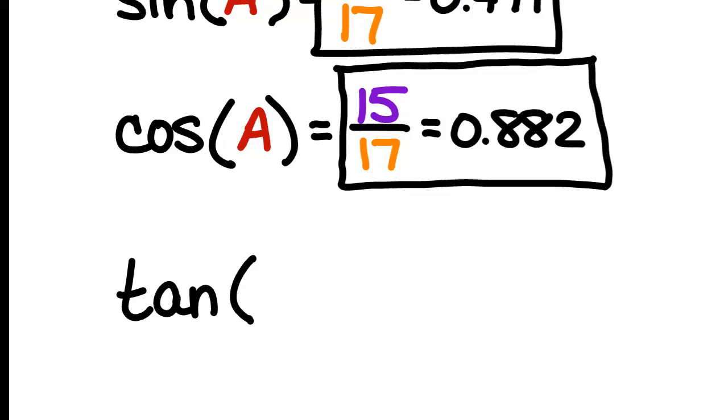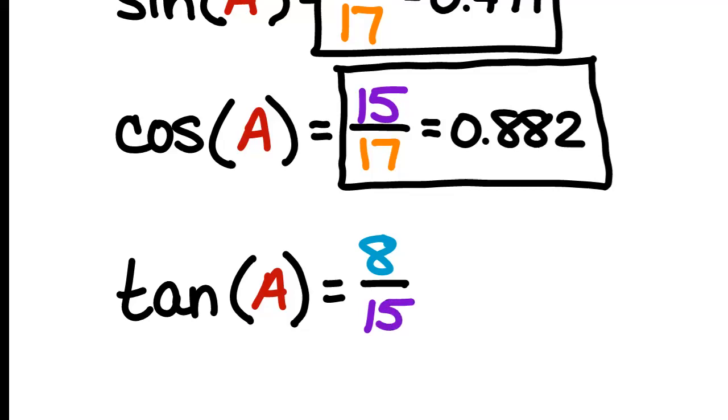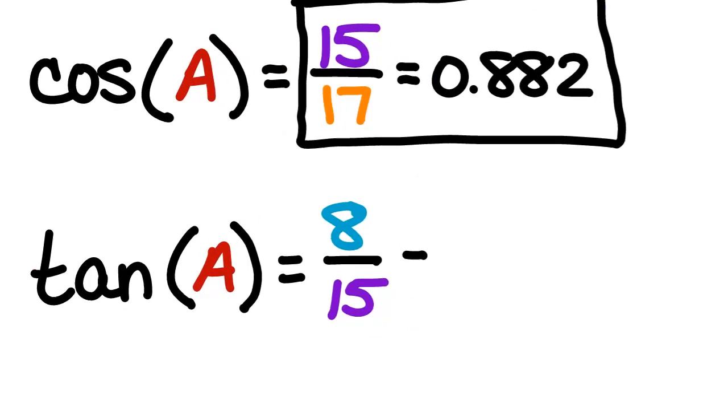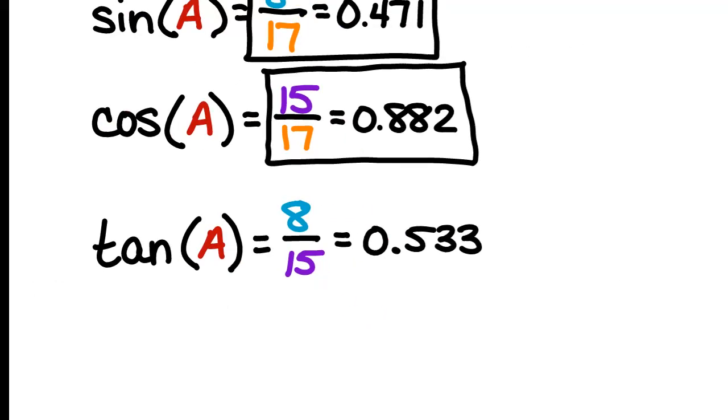And then tangent of angle A is opposite over adjacent. Our opposite side is 8. Our adjacent side is 15. I can't reduce 8 over 15 at all. The only things that go into 8 are 2, 4, and 8. The only things that go into 15 are 3 and 5. So I can't reduce it at all. When I do 8 divided by 15 on my calculator, I get 0.533 when I round it out to 3 decimal places.